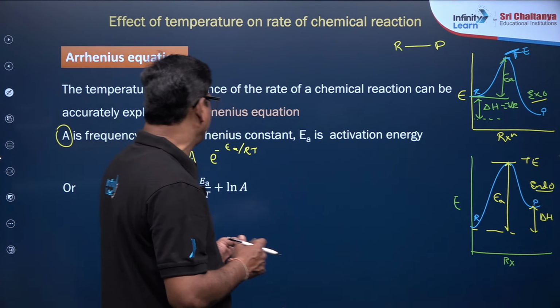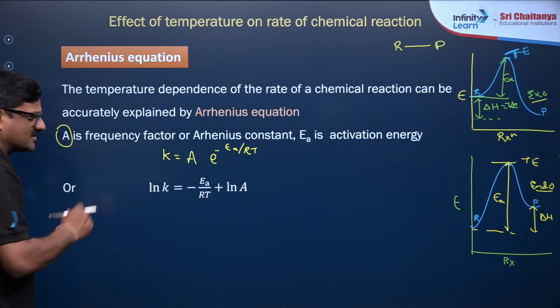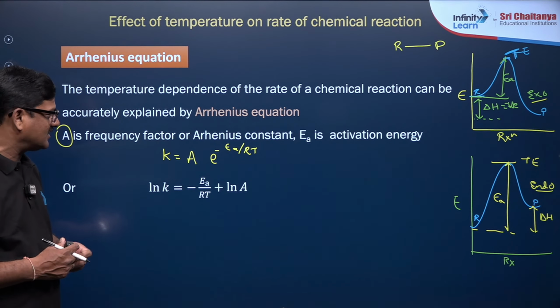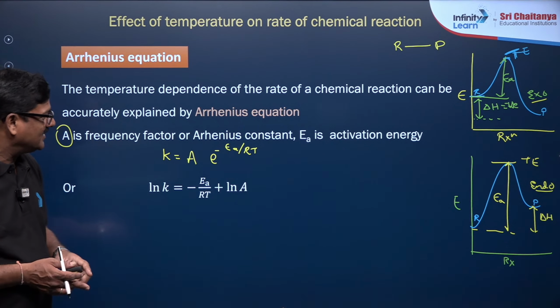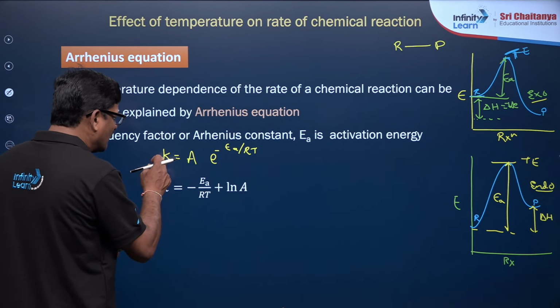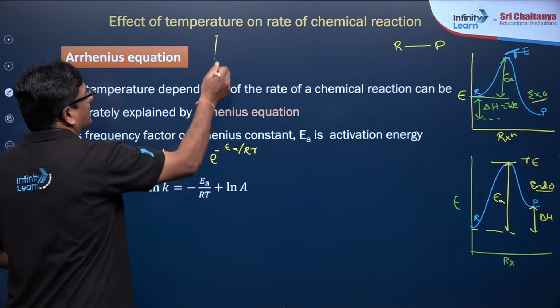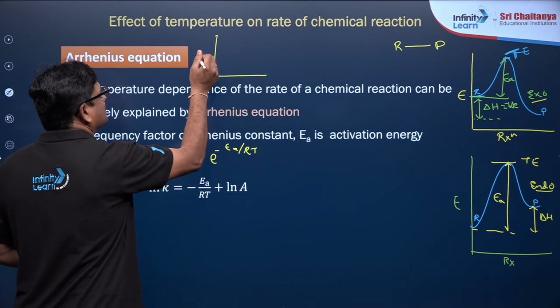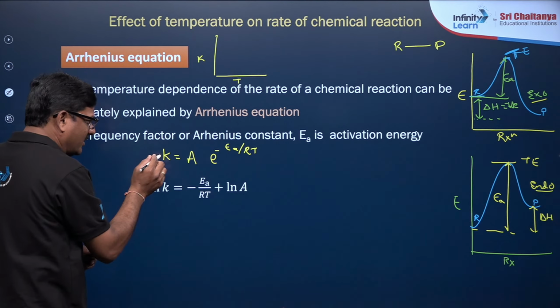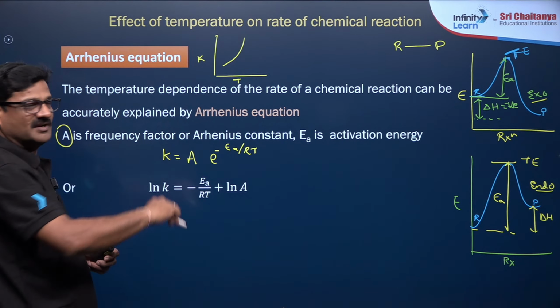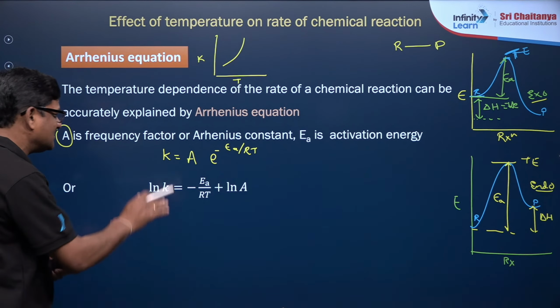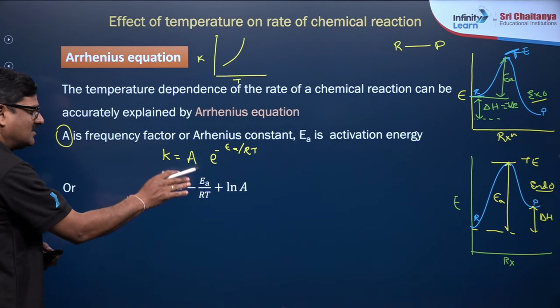So anyways, in this formula, K is the rate constant, A is the Arrhenius factor, e to the power of minus EA by RT. EA is the activation energy, R is the gas constant, and T is the temperature. So what is the relation between K and the temperature? The K value exponentially increases as the temperature increases, and this is written in the natural logarithm form.